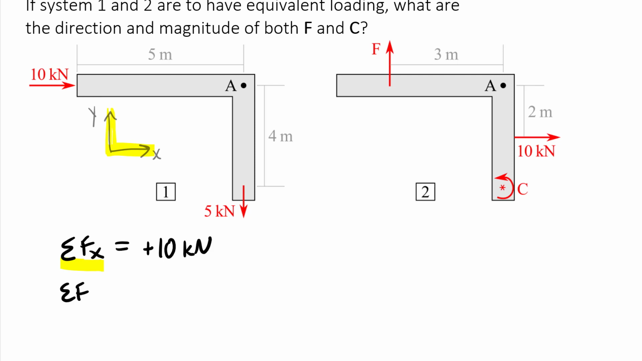And then I'm going to sum forces in the Y. Of course, summing forces in the Y, again, here is a fairly simple system, but I only have one force, so I have a negative 5 kilonewtons in the Y, and then I sum my moments.